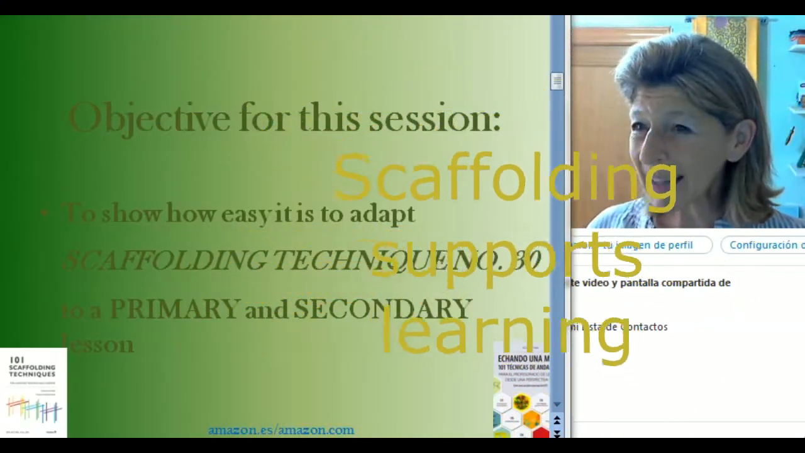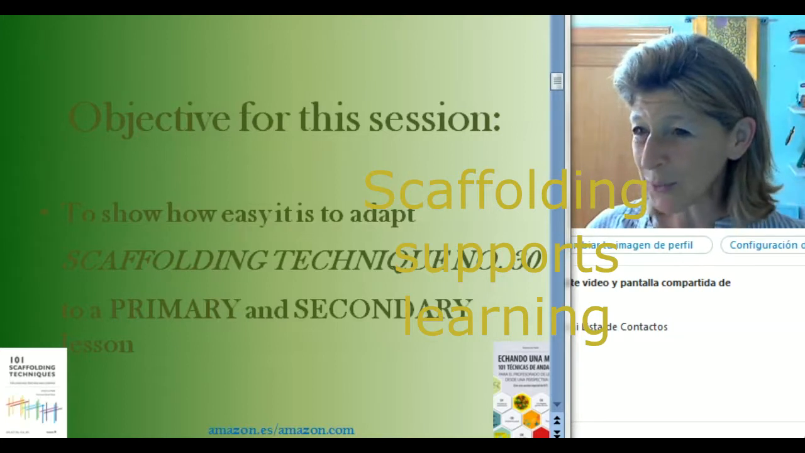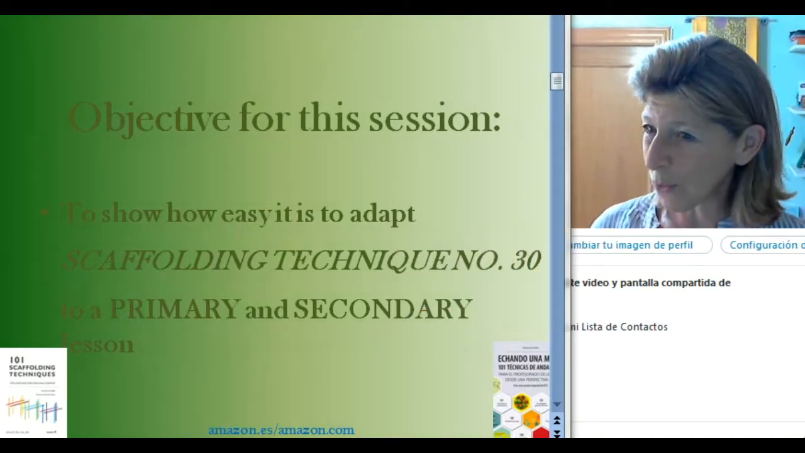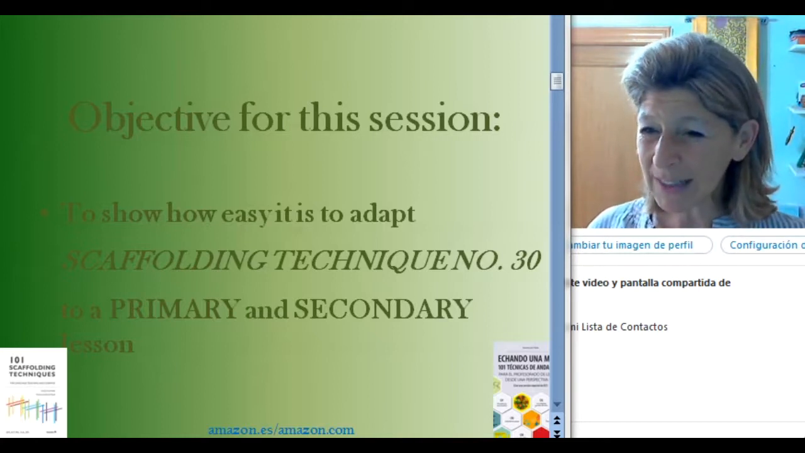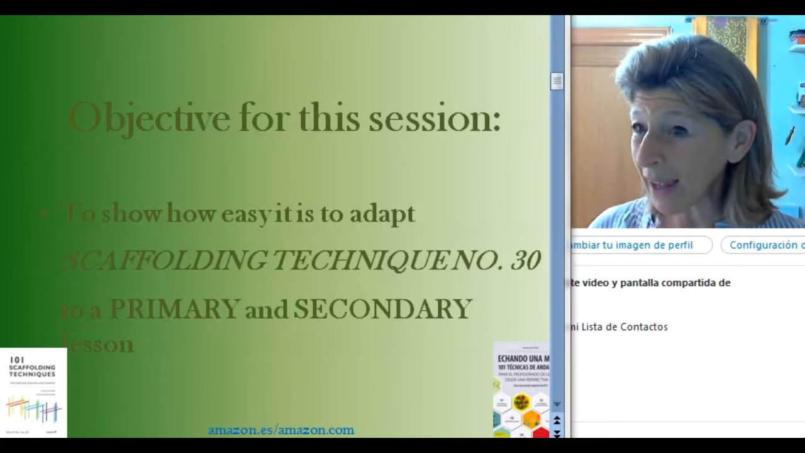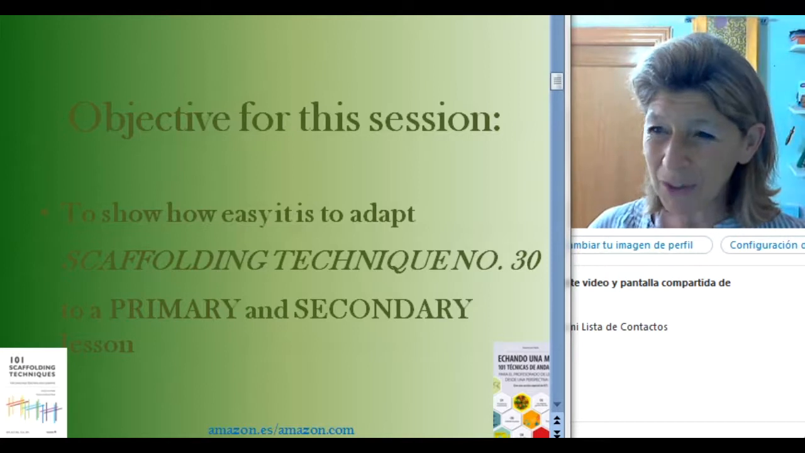And the objective for this lesson, and remember we always need to share objectives for our lessons, we like to know what's going to be happening, no? Is to show how easy it is to adapt scaffolding technique number 30 to a primary and or a secondary lesson. So let's get started.